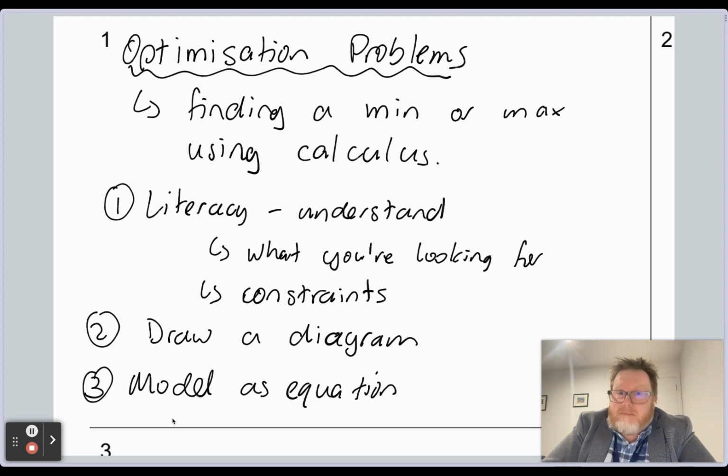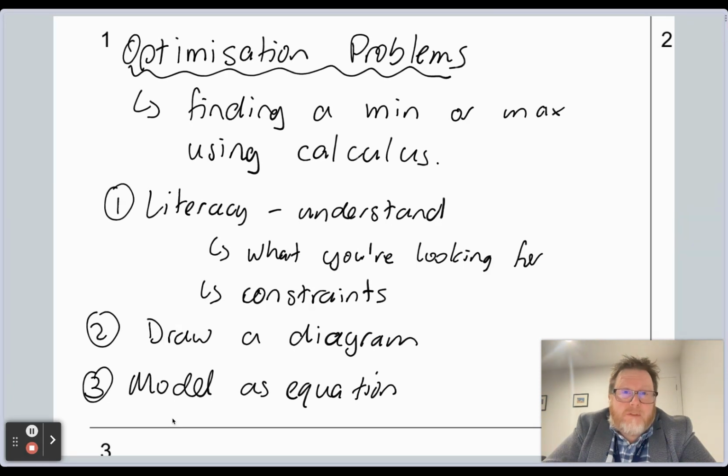In terms of the steps, just to remind you from previous years, the first step is a literacy step. That's what I call it anyway. What I mean by that is you're reading through the problem for understanding, that you understand each of the words, what it's looking for. You understand what the constraints are. An optimization problem will always contain a constraint, a limitation that you need to factor into your problem solving. And also you need to work out what it is that you're trying to maximize. Is it a volume? Is it an area? Or minimize? So just be mindful of that.